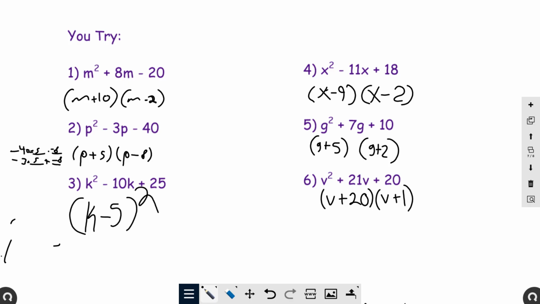Then this one looks good. X minus 9, X minus 2. G plus 5, G plus 2. This one always trips people up. But 20 plus 1 makes 21, and 20 times 1 makes 20.